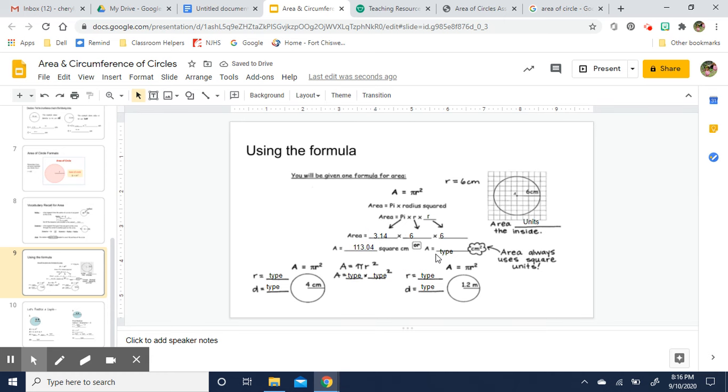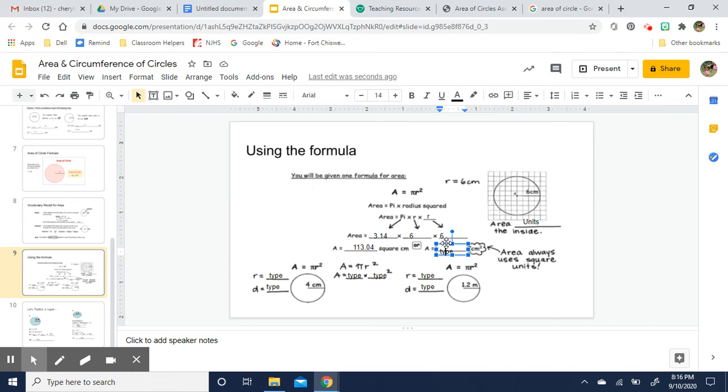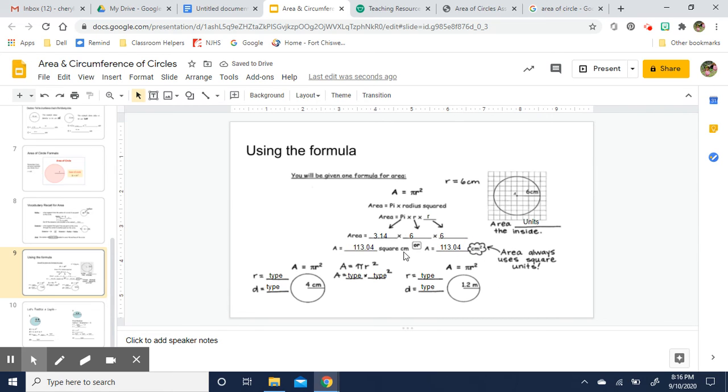square centimeters, or we can call it 113.04 centimeters squared that way. We can either write it square centimeters in words or cm with a little exponent of 2.